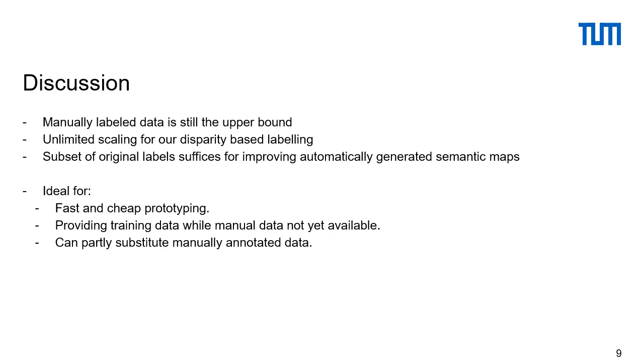So in conclusion, manually labeled data is still the upper bound for semantic segmentation. However, we have an almost unlimited scaling for our disparity-based labeling approach. And also a subset of original labels suffices for improving automatically generated semantic maps. This makes our approach ideal for fast and cheap prototyping, for providing training data while manual data might not yet be available, and it can also partly substitute manually annotated data.